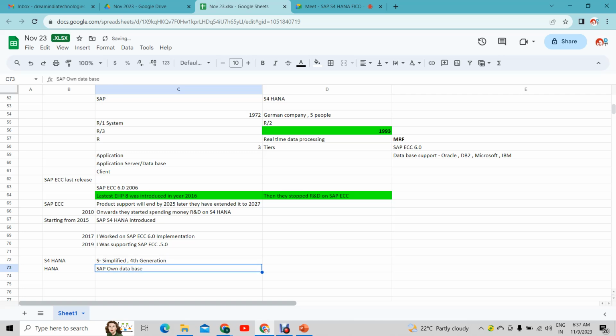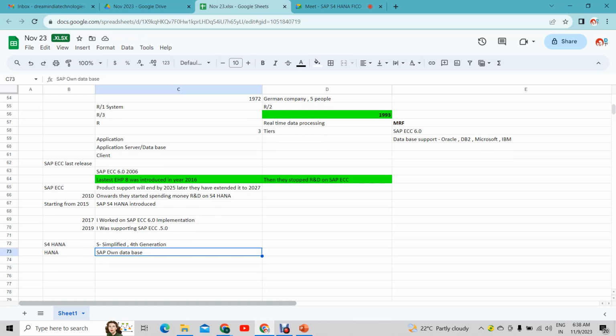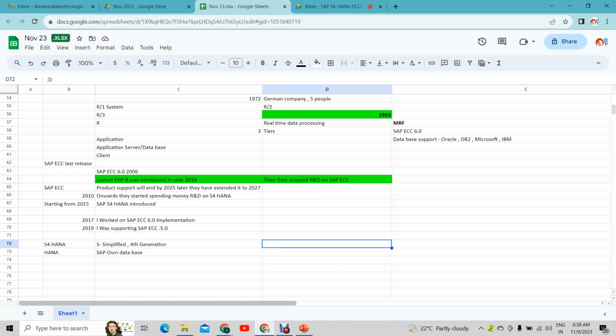Okay. R3 is third generation. S4 HANA is fourth generation. The big thing is we have S4 HANA, we have our own database. Own database. That is the main thing you should understand.